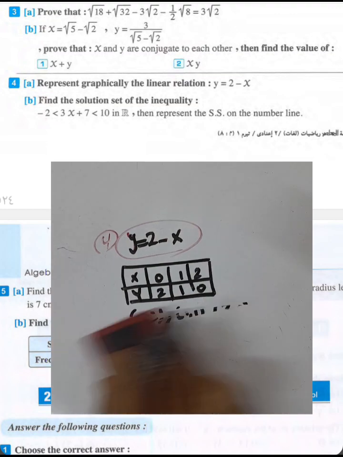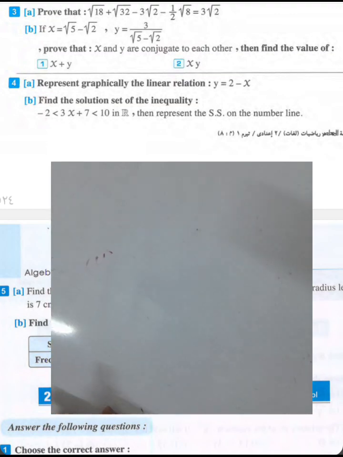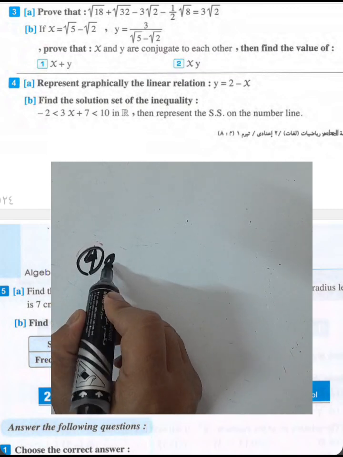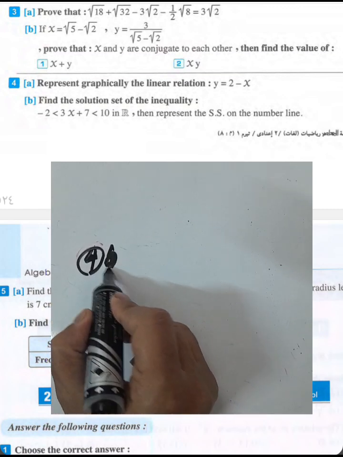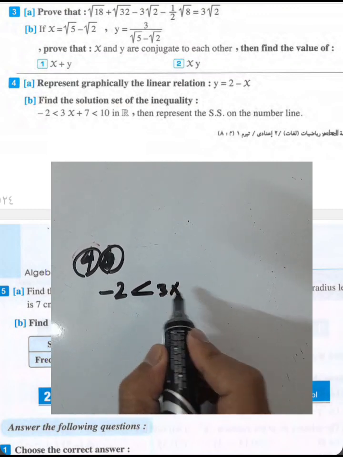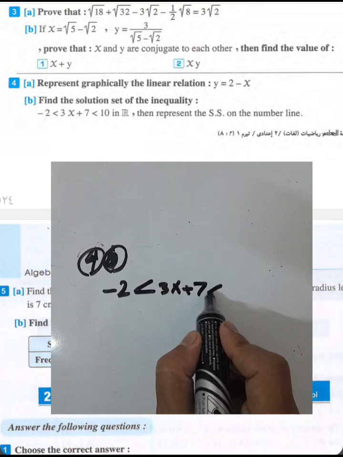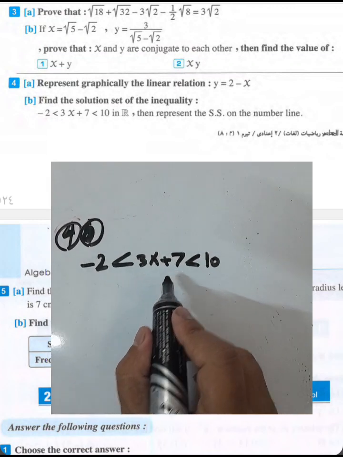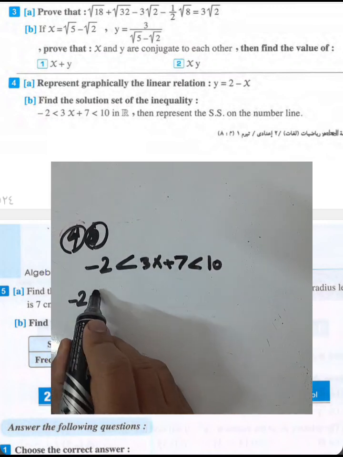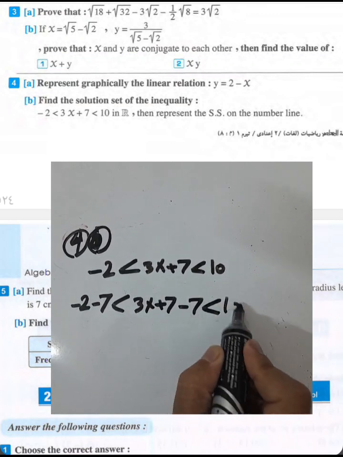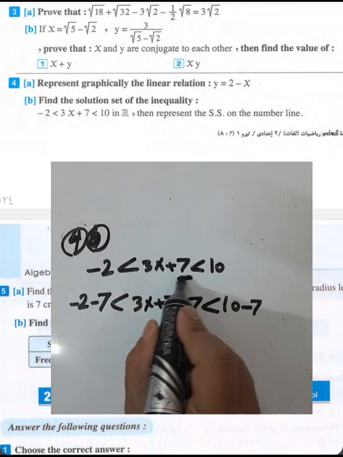Okay, next question, find the solution set about question number 4, letter B. We have negative 2 less than 3x plus 7 less than 10. We must cancel 7 by the additive inverse of 7, which is negative 7. Then negative 2 minus 7 less than 3x plus 7 minus 7 less than 10 minus 7, we must cancel 7 here.